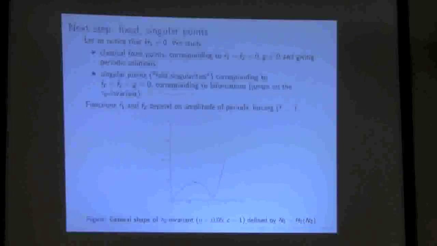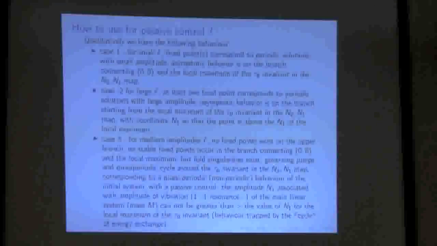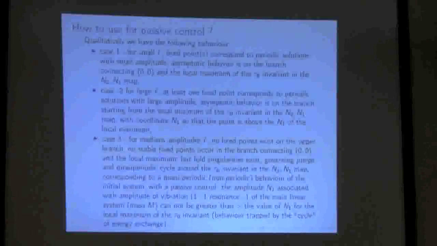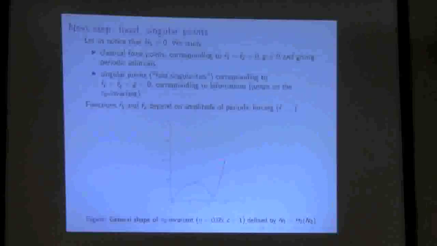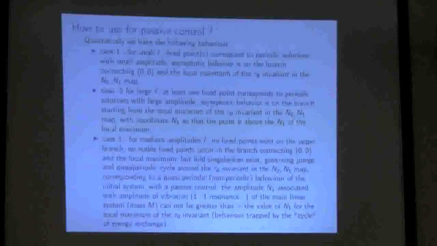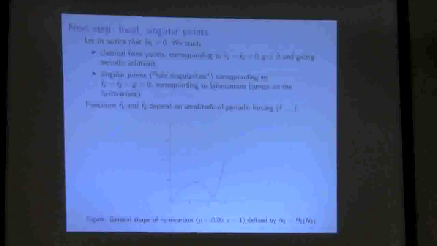And you have a third situation. In fact, it is the dynamics of the system, and I will show you soon, it is case 3. For medium amplitudes of forcing, there is no fixed point. It means you have no periodic solution of high amplitude, no periodic solution of small amplitude, but you have something else. And the something else is a kind of cycling around the tau zero invariant, and I will describe qualitatively what happens.